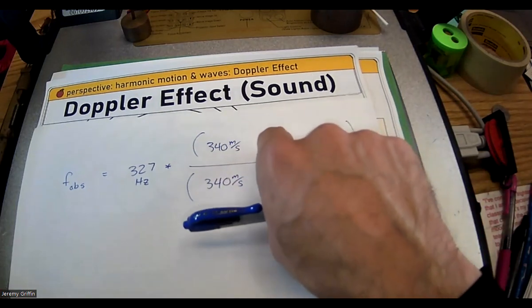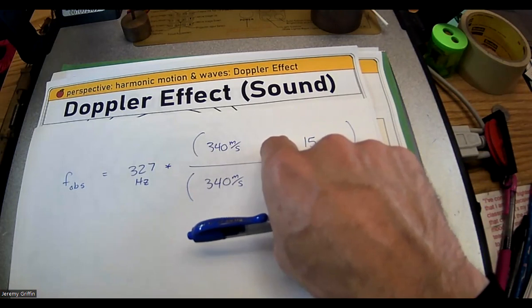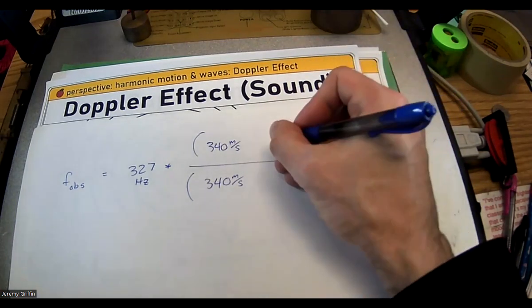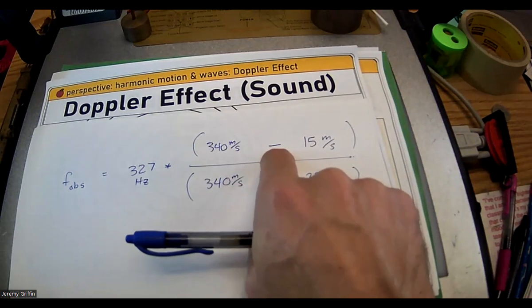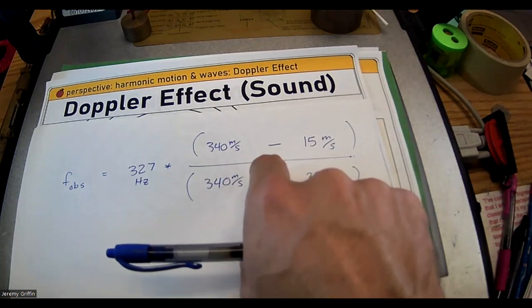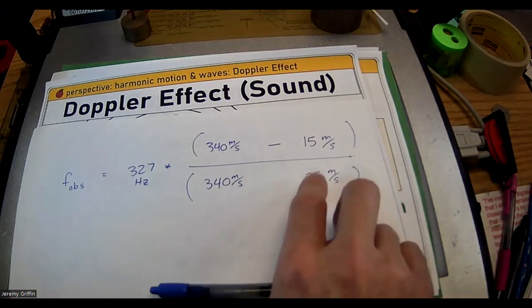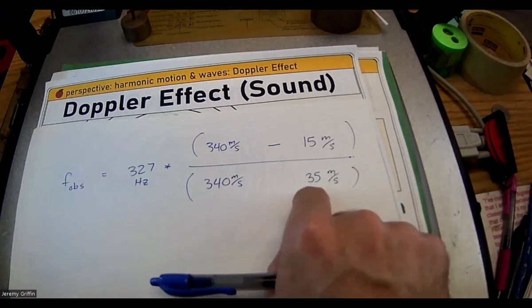So what sign would you have to have in the numerator to make that true? Yeah, it has to be minus. So we're going to subtract on top. Now let's switch over and think about what the fire truck is doing, because the source speed is this number here.